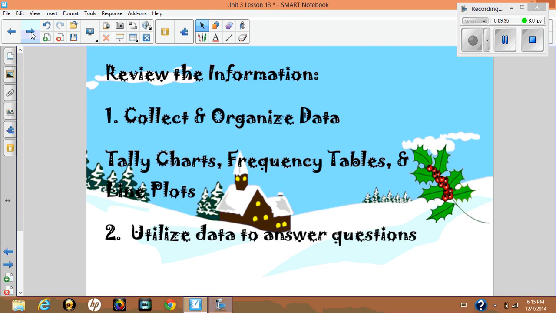Okay, so let's review the information that we have just discussed. First of all, the graphs that we were discussing are utilized to collect and organize data. Tally charts, frequency tables, and line plots make it easy for us to identify quickly and effectively the information that we need to share or information that we want to use to answer questions. Utilizing this data, it's easy for us to solve problems.